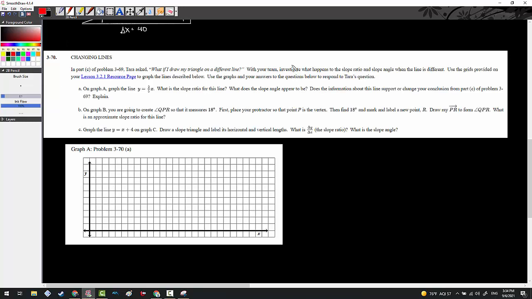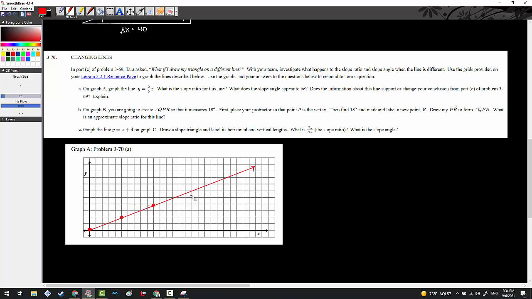So it's going to be up 2 to the right by 5. So up 1, 2 to the right by 1, 2, 3, 4, 5. Up 1, 2 to the right by 1, 2, 3, 4, 5 again. And we're supposed to connect here. Connect those 3 dots like that.